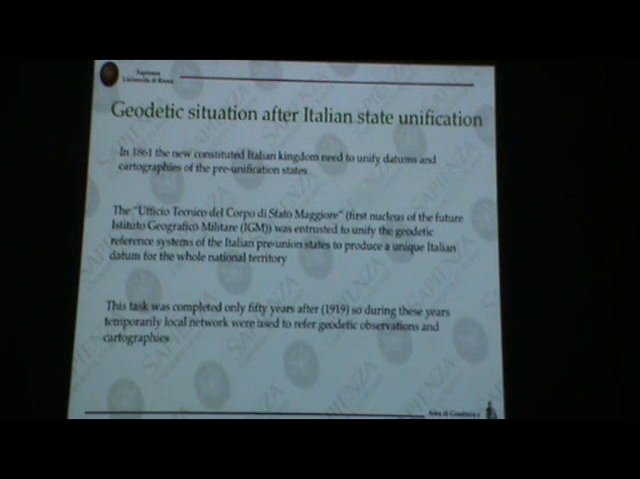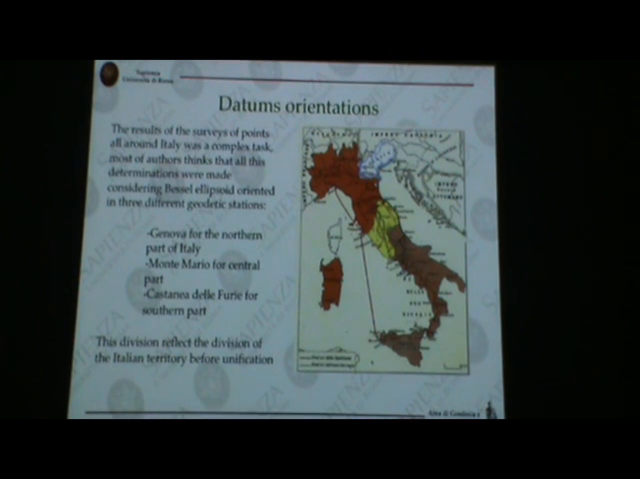But it was not a process in one step, but a process in more steps. The first step was to convert from a lot of geodetic datums to 3 geodetic datums, one for the north, one for the center, and one for the south. And it reflects the political division before the unification.